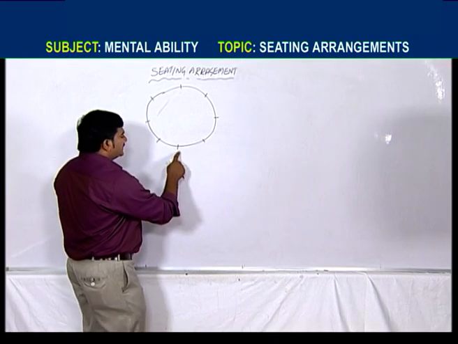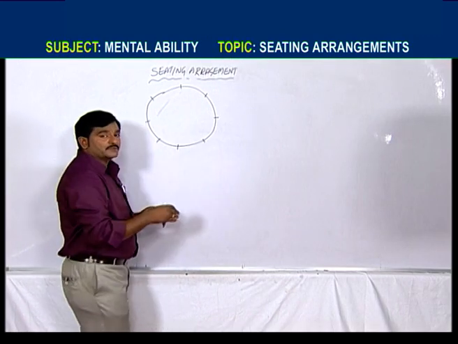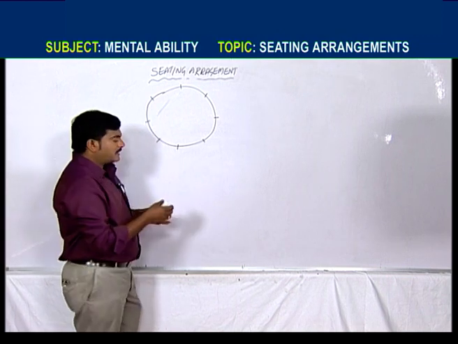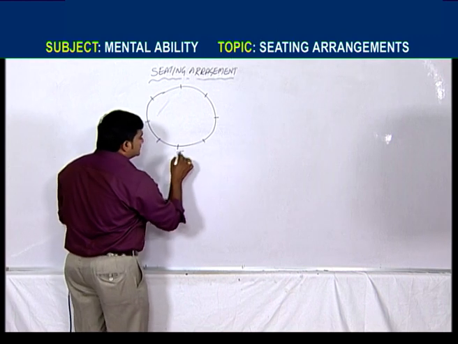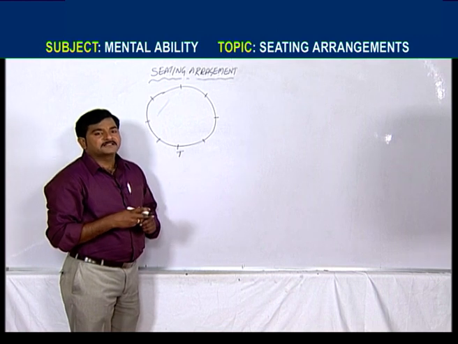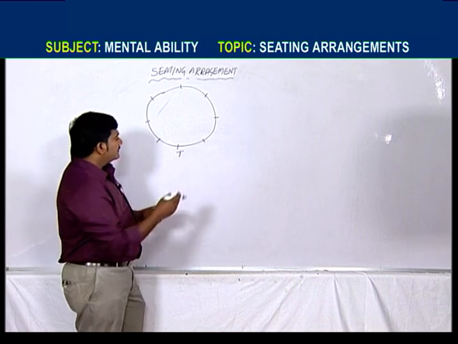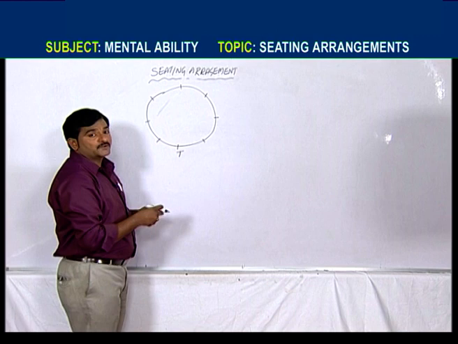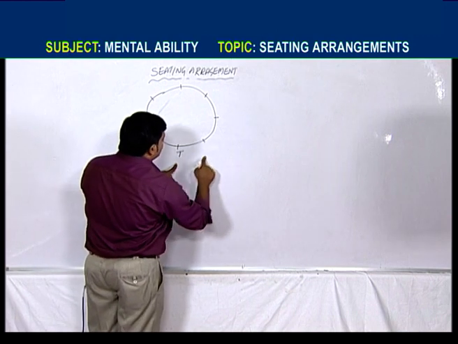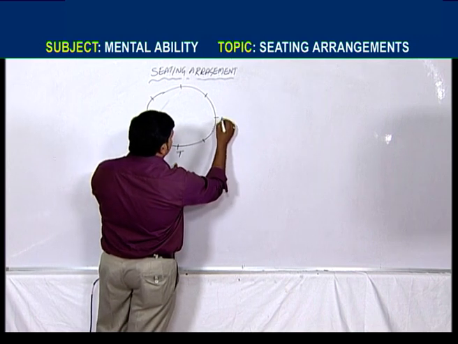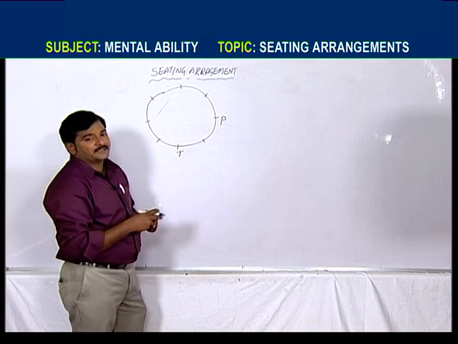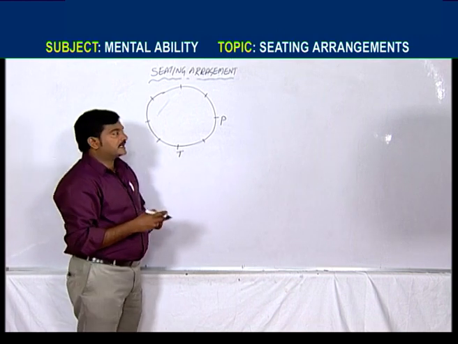Take T anywhere, here, here, no issue. Wherever you take T, there is no change in the final answer. But I am taking T here. Now what is the condition? P is second to the right of T. We know all of them are facing towards the center. So T is towards the center. So second from the right, this position is P's position. P is second right of T.